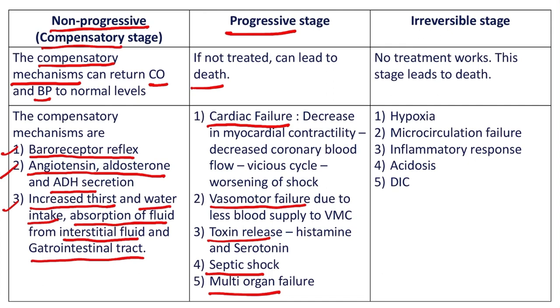Here in this progressive stage, there is decrease in myocardial contractility, which leads to decrease in coronary blood flow, and this cycle repeats itself. So it forms a vicious cycle which again worsens the shock. Then vasomotor failure is mainly due to less blood supply to the vasomotor center. As the cardiac output is decreased, the vasomotor center receives less blood supply, so there is vasomotor failure. Then toxin release, these are histamine and serotonin. So these toxins are released in this stage.